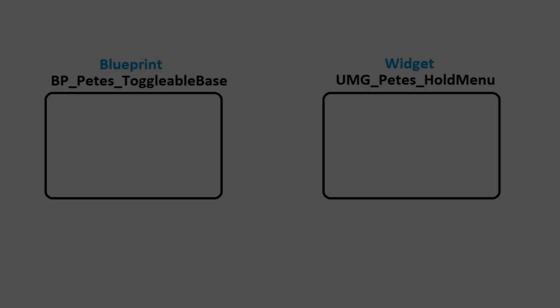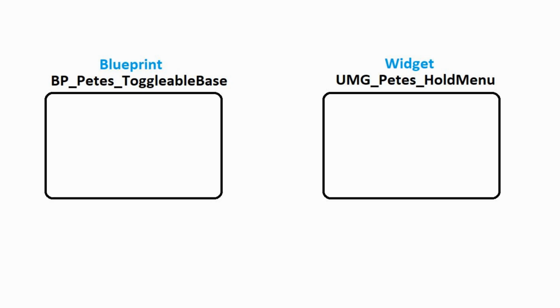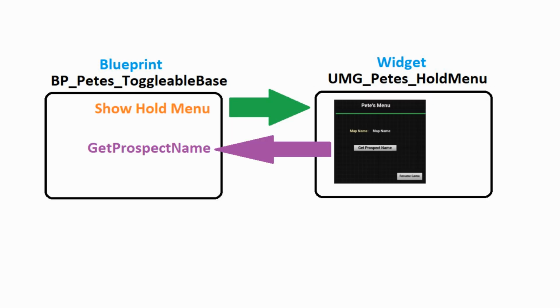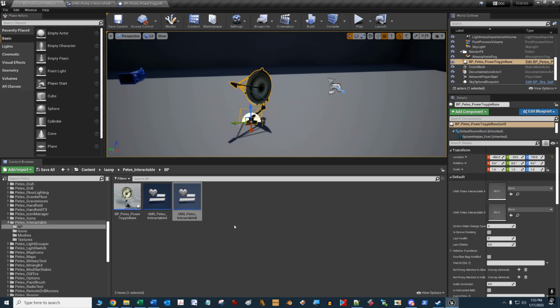a widget. To show this graphically, I have a deployable blueprint called BP Pete's Toggleable Base, and it has a custom event in it called Show Hold Menu that is responsible for creating and displaying a custom menu called Pete's Menu. The menu in turn has a button called Get Prospect Name, and I want this to run a custom function in the blueprint called Get Prospect Name.